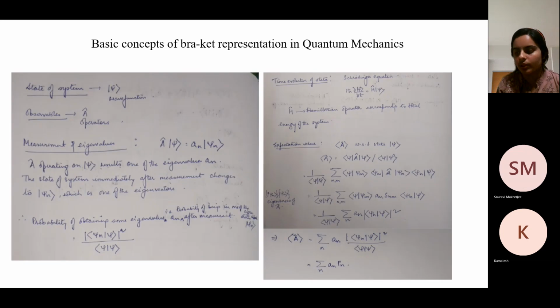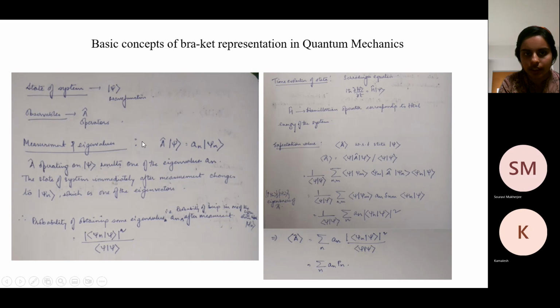Now we would move towards quantum statistical mechanics. So before we start with the formulation of the density matrix and the quantum stat, let us look at the basic concepts of bracket representation in quantum mechanics. So we know that in quantum mechanics, we can represent a system by some wave function, and then the observables are represented by some operators. Okay. And then what happens when you do a measurement?